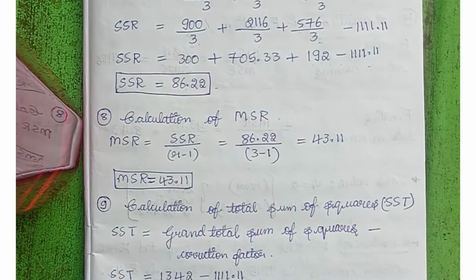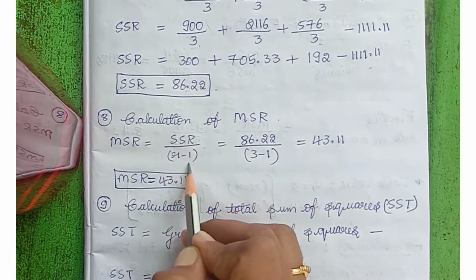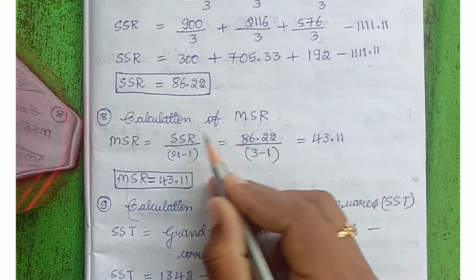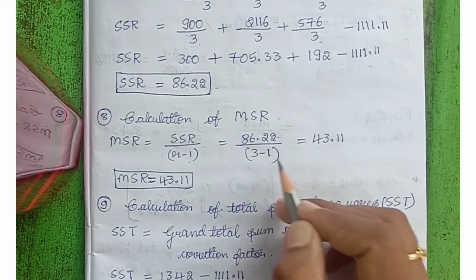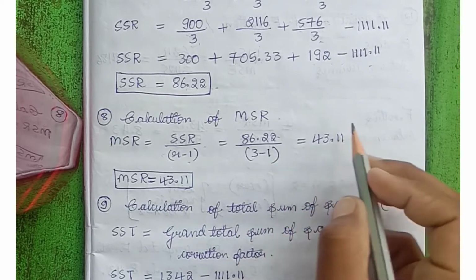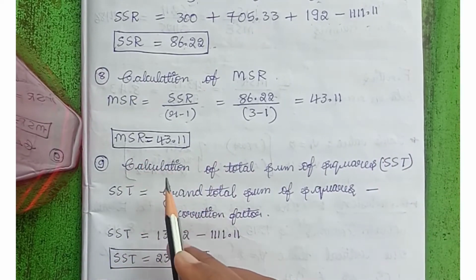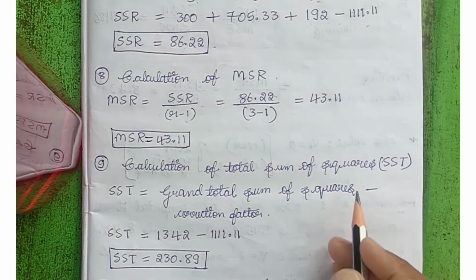Next, the 8th step is the MSR calculation. MSR means the mean sum of squares of rows. That is the SSR we have calculated here, divided by the degrees of freedom. We have 3 rows, right? So 3 minus 1, and the SSR value is 86.22. After the substitution, we will get 43.11 as the MSR.